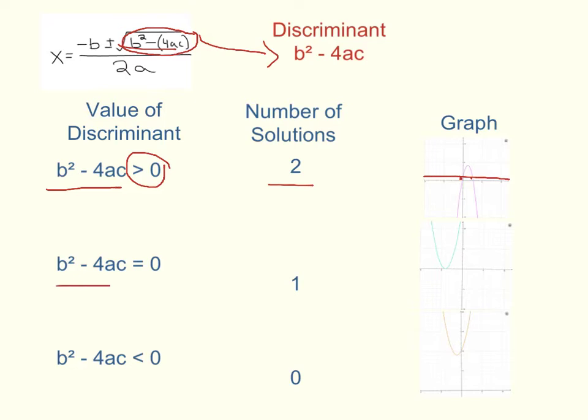If your discriminant is exactly 0, so you have a 0 underneath the square root, it means that you will only have one solution, which really means your vertex is the only point touching the x-axis. And then finally, if your discriminant is less than 0, if it's negative, you can't take the square root of a negative number, so you would have no solution. And that makes sense because that would be a parabola that never crosses the x-axis.